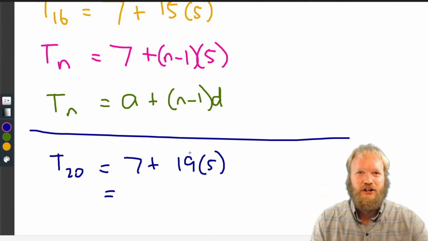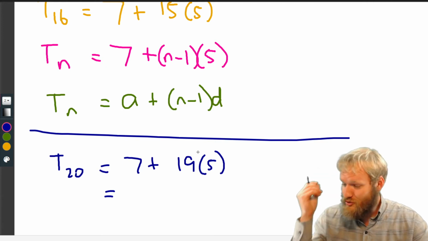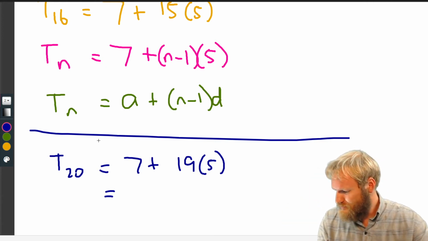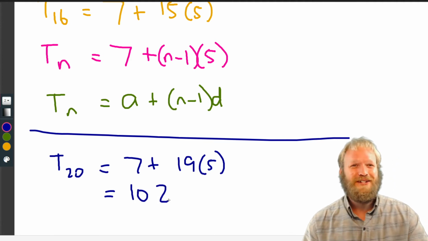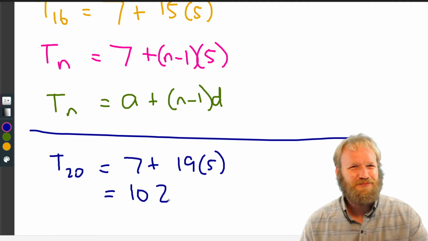Into the calculator it goes, and what do we get? About 102 or so. Yeah, 102. Excellent stuff. 102. Did you get that as well?